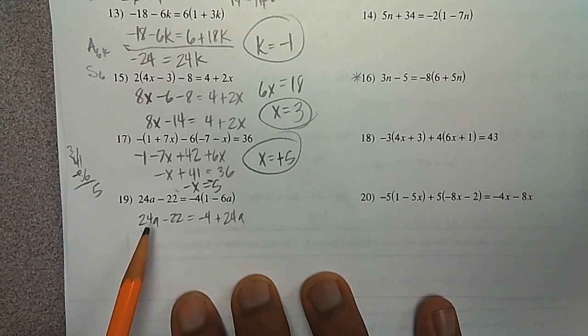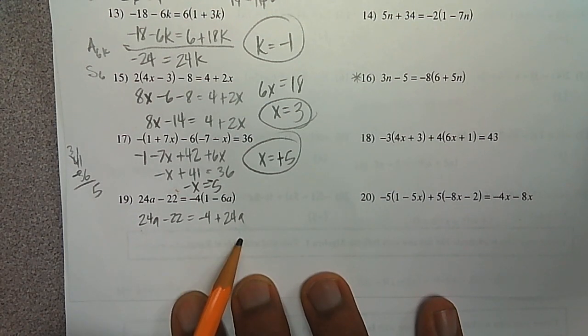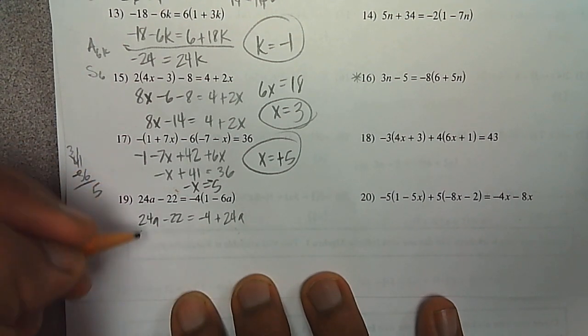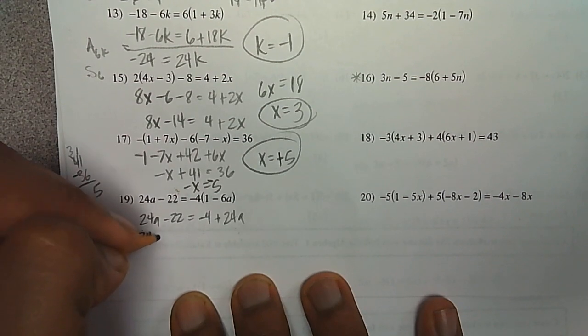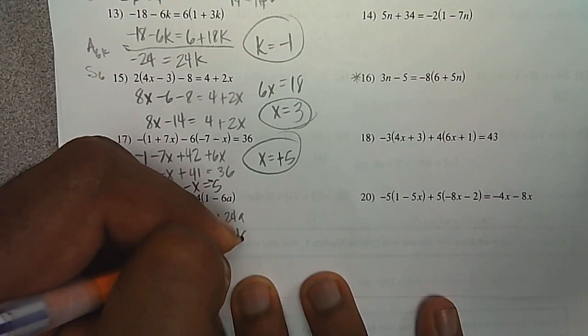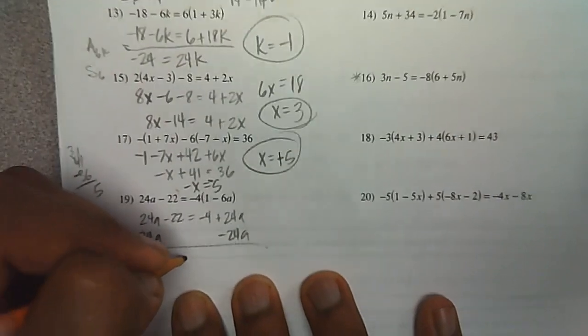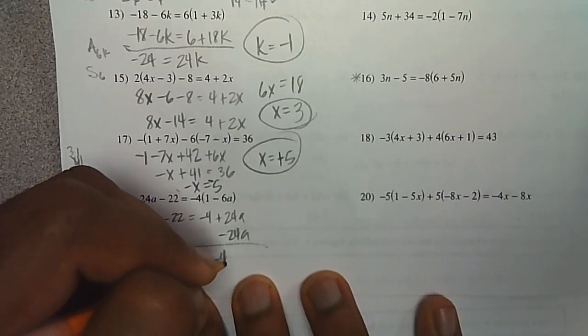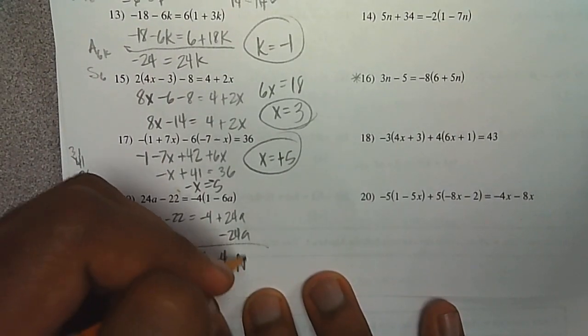See how I have the same variable, same number of them, and they're off by different numbers? So you want to look for patterns ahead of time, do less work. Also, negative 22 can never equal negative 4, so there are no solutions.